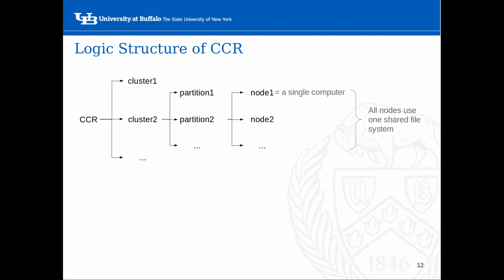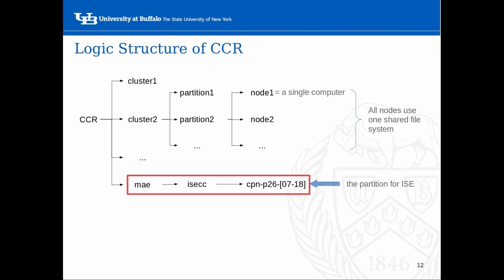So for our department, what we are using is this one. The cluster name is MAE. The partition name is ISAC. And in this ISAC partition, we have 12 different nodes. That means 12 different computers, and that is their name, right? From 07 to 18. So that's exactly 12 computers.